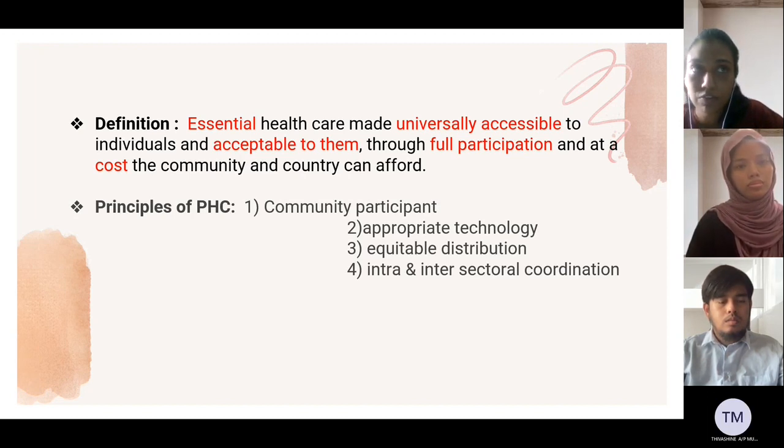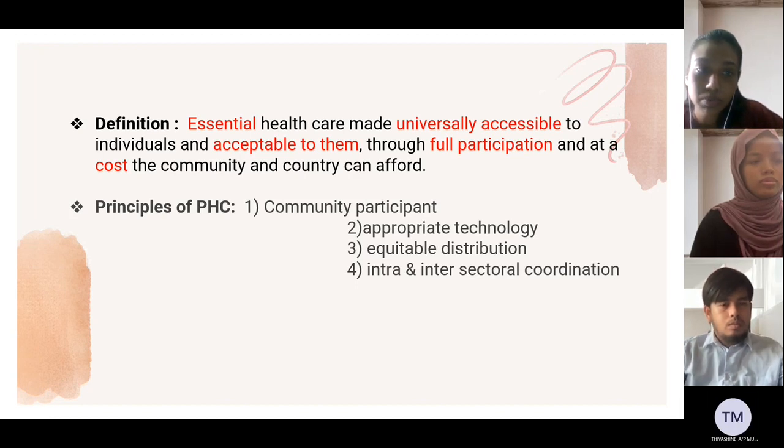For example, rectal examination or colonoscopy might not be accepted by the majority, so it's not considered primary health care. Followed by full participation: the whole community should be involved to carry out primary health care. Finally, it's about the cost. It should be affordable for both the community and the country.